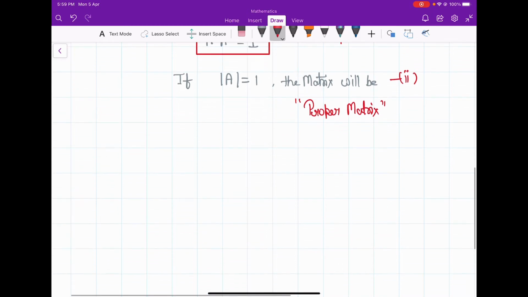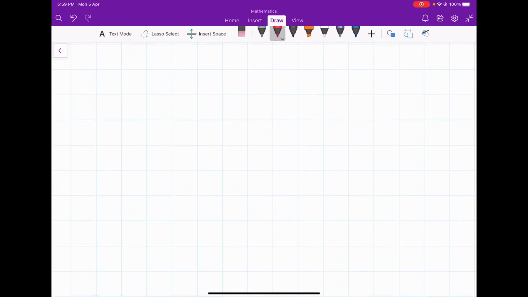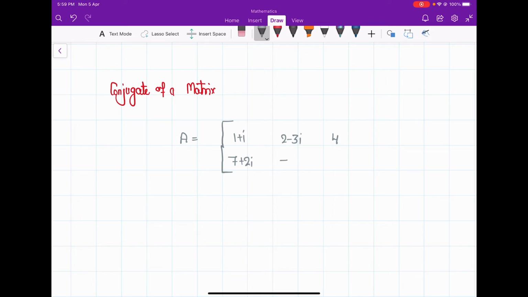Now we are moving towards another type of matrix, which is the conjugate of a matrix. How to find the conjugate of a matrix? Suppose a matrix A is given: A is equal to 1 plus i, 2 minus 3i, 4, and the other entries will be 7 plus 2i, minus i and 3 minus 2i.